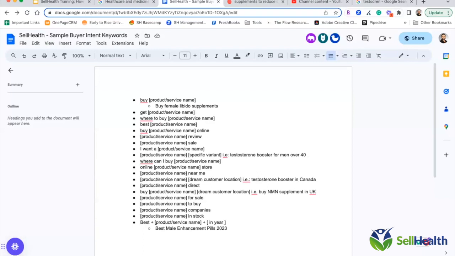Testosterone booster review, testosterone booster sale, I want a testosterone booster. We went over this one: product or service name and a specific variant, so testosterone booster for men over 40. Where can I buy a testosterone booster? Online testosterone booster store. Testosterone booster near me.